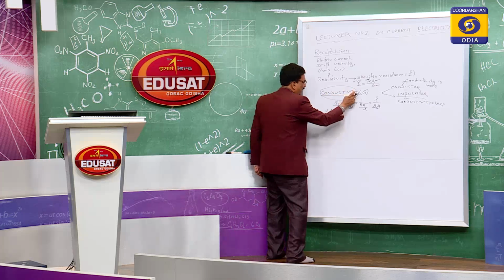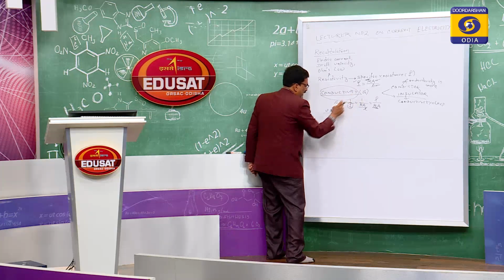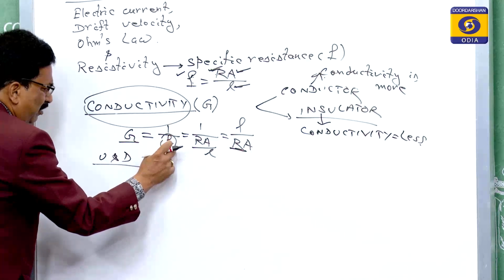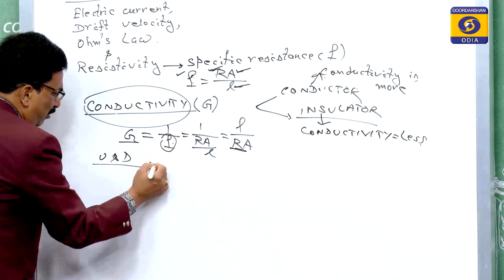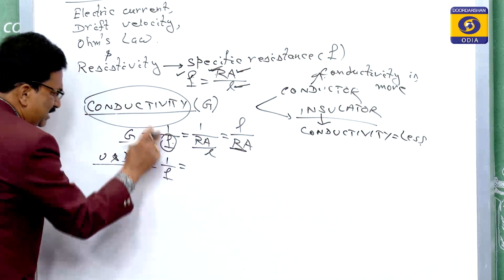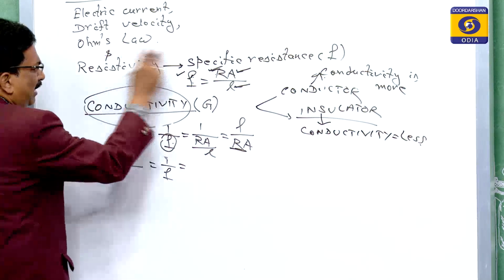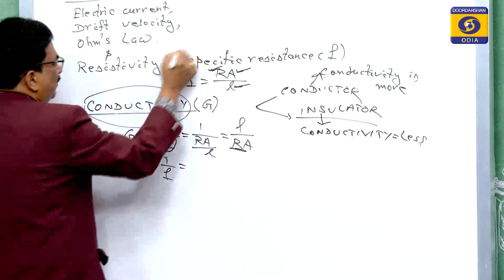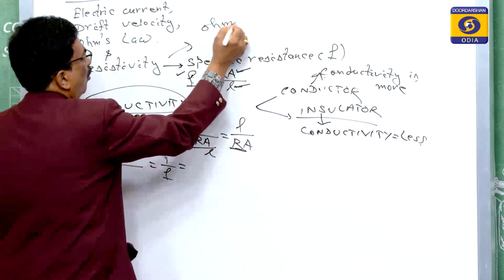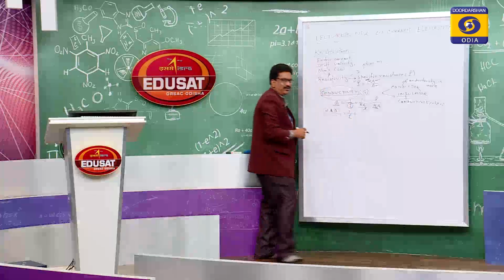Suppose we are going to find the conductivity, that is G. G's mathematical expression is 1 by rho. This is the fundamental one, 1 by rho. So rho is the resistivity. As per the last class, the resistivity unit is the ohm meter.